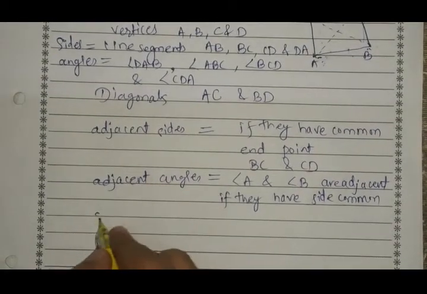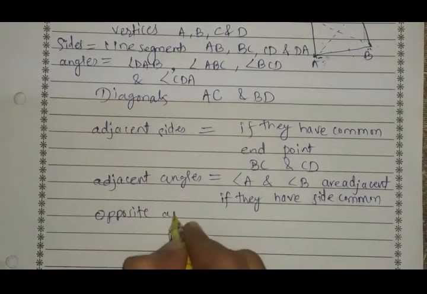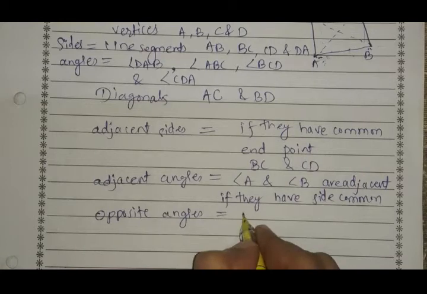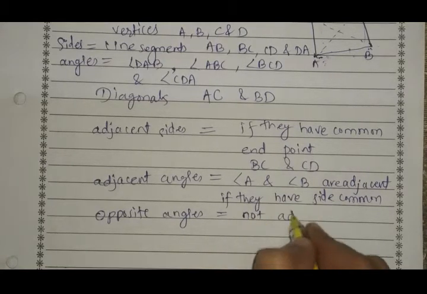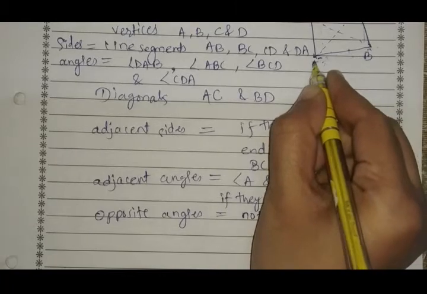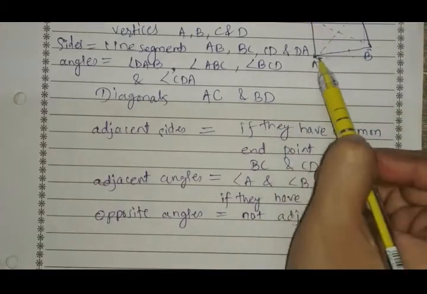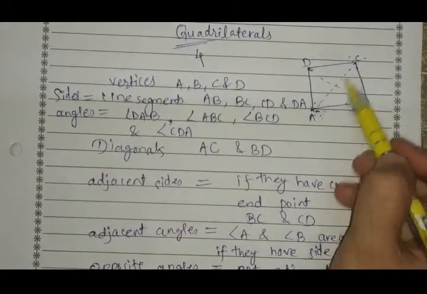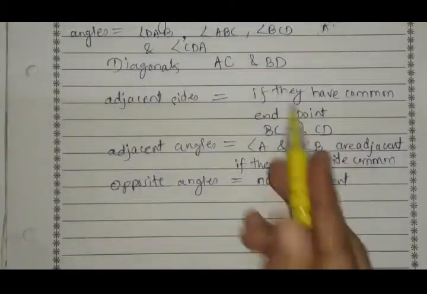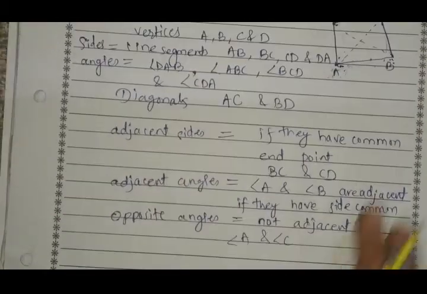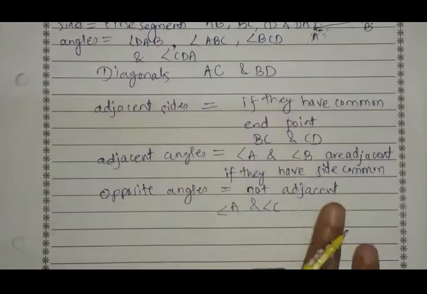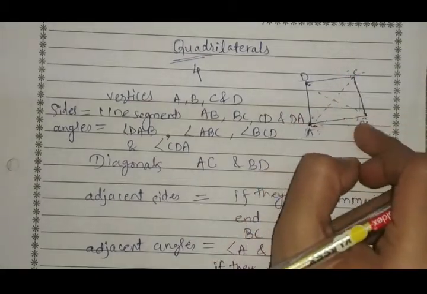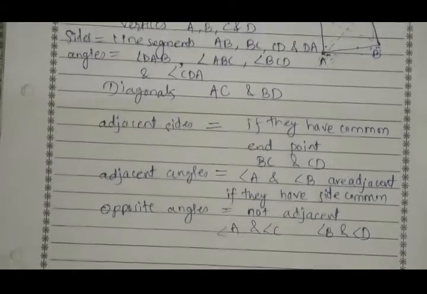Again we are having opposite angles. If you want to know about opposite angles, they are simply not adjacent. The angles are said to be opposite if they are not adjacent. Like angle A is adjacent to angle D, and similarly it is adjacent to B because they have a common arm in between them. But A and C are opposite angles. In the same way, B and D are another pair. So B and D, and A and C are the pairs of opposite angles.